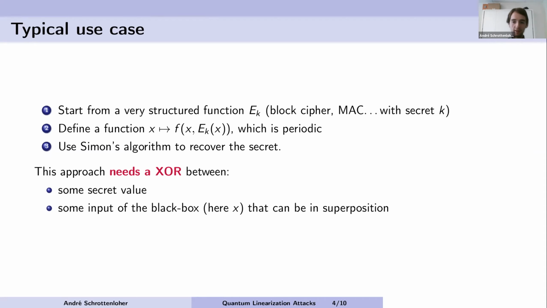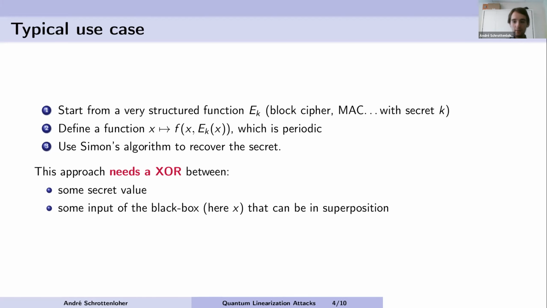Of course, Simon's algorithm requires superposition queries, so we do superposition queries. But you can imagine that in general, this approach needs, at some point in this structured function, an XOR between some secret value that we're going to recover, which is our secret period, and some input of the black box that the adversary needs to be able to control and put into superposition.